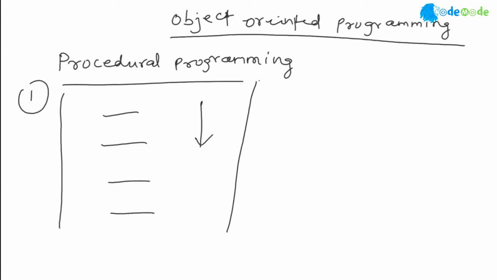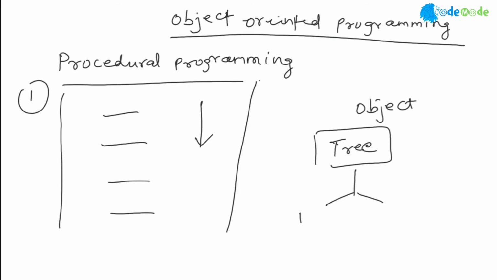But in another style, which I call object-oriented programming, you think in terms of objects. Everything is an object. I'll give a couple of real-life examples. Let's say a tree. I can see a tree from my window. So a tree is an object. When I say a tree is an object, what does it mean? This tree, if you think about it, has both data and some functionality.